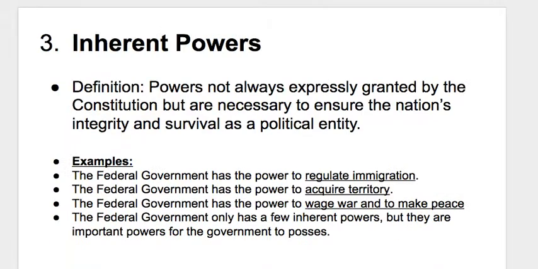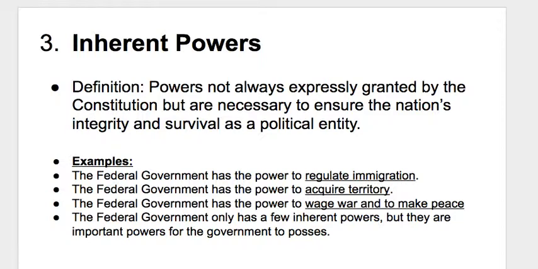Inherent powers are powers not always expressly granted by the Constitution, but necessary to ensure the nation's integrity and survival as a political entity. Some examples: the federal government has the power to regulate immigration. That's not something a state by state or a local government could do.